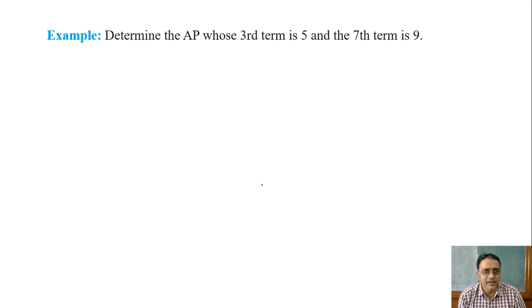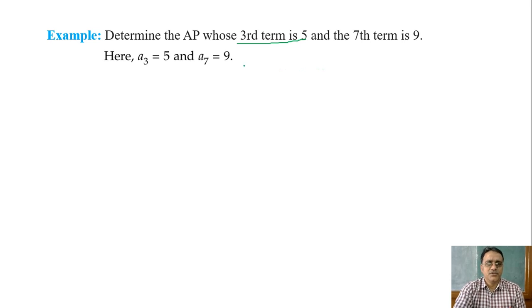Determine the AP whose third term is 5 and the 7th term is 9. So this is the last question of today's session. To find the AP if two terms are given, that was the type of question. So here the third term is given, that is a3. What is the formula of a3? a plus 2d. So here a3 is equal to 5 and a7 is equal to 9.